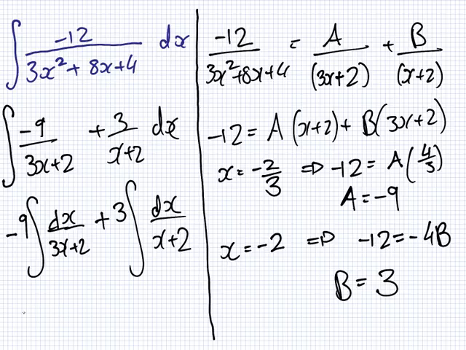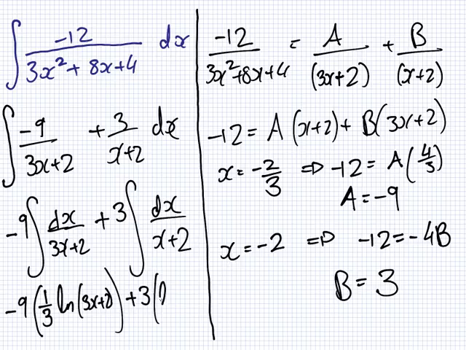This integrates to minus 9 times 1 over 3 log of (3x plus 2), and this one integrates to plus 3 log of (x plus 2). This is plus 2 here.